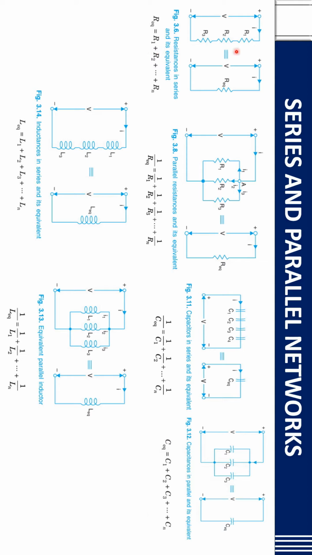It is ulta. For series, we add them, but here for parallel, we add. For parallel, we are going to do 1 by R equivalent, 1 by R1 plus 1 by R2 plus 1 by R3. But in series, for capacitor, we do like this. So it is an opposite way we consider.